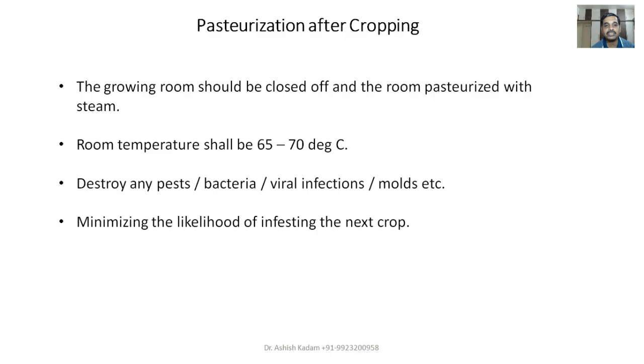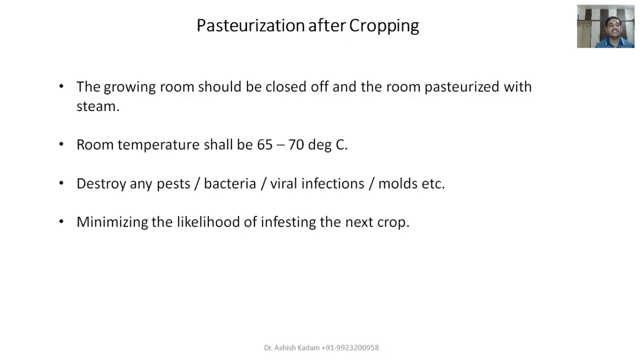We have to close the dampers of the air handling unit, and then we have to supply the steam at a temperature of 65 to 70 degrees centigrade, so that all the bacteria and pathogens of the last cycle will get completely killed, completely burnt, so that they will not get into the next cycle, and your next cycle will not be impacted or affected because of the stresses of the germs of the last cycle. So destroy all pests, bacteria, viral infection, molds, and minimize the likelihood of infesting the next crop.